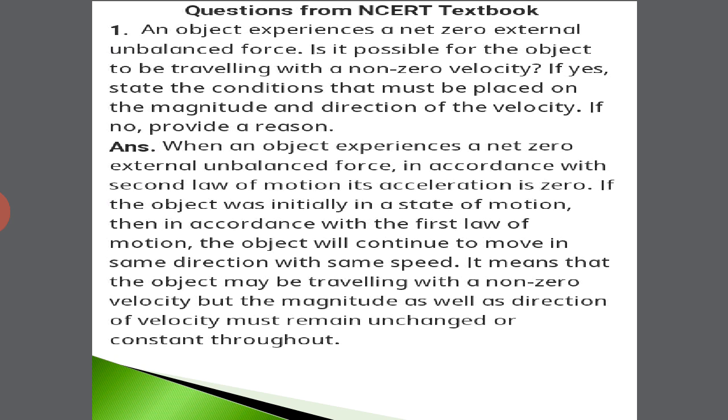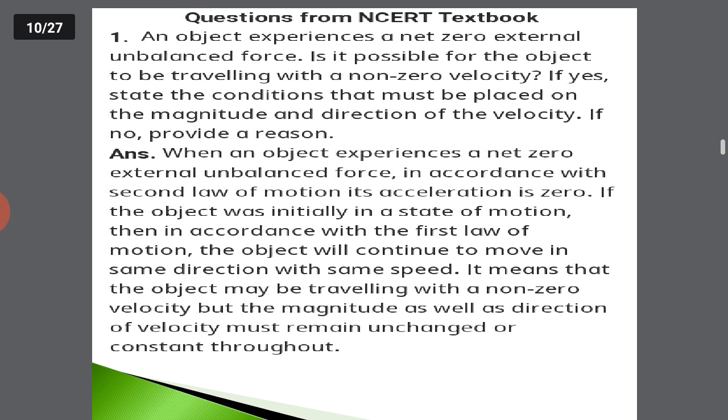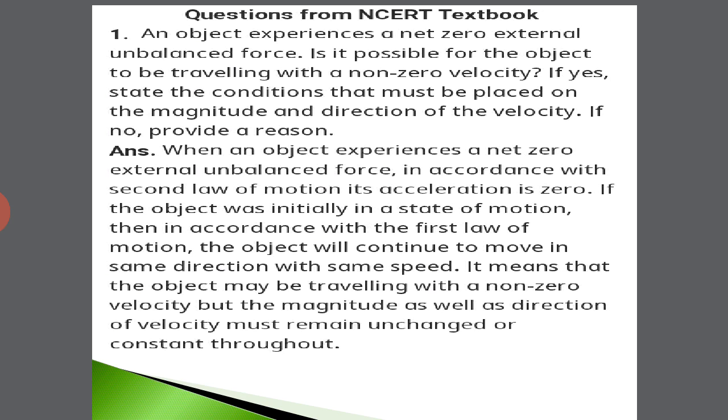If the object was initially in a state of motion, then in accordance with the first law of motion, the object will continue to move in the same direction with same speed. It means that the object may be traveling with a non-zero velocity, but the magnitude as well as the direction of velocity must remain unchanged or constant throughout. Got it? Let's move to next question.